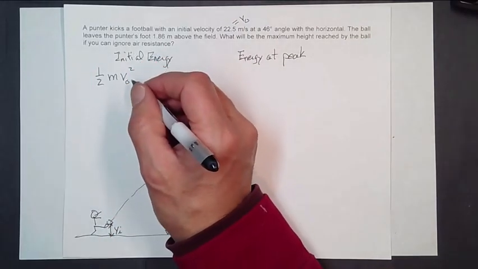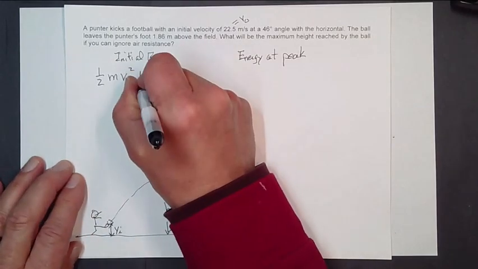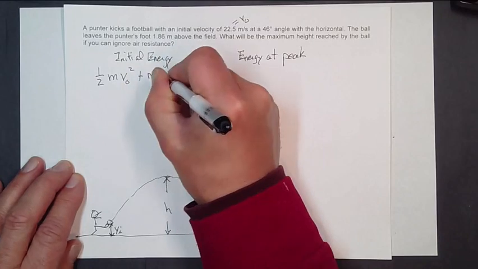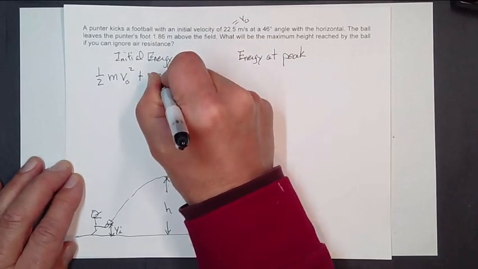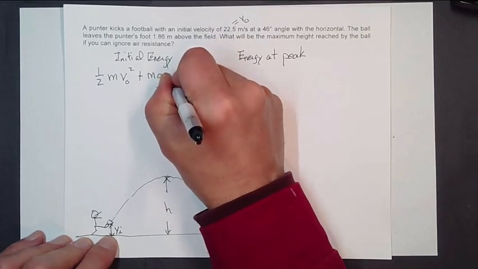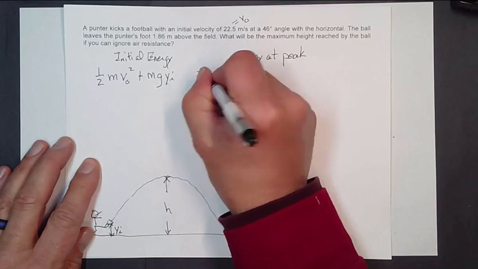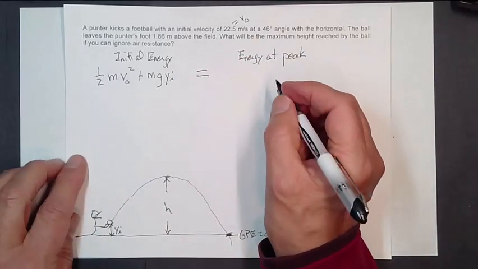Doesn't take into account the angle yet. I will have to do something with that. But there will also be a little bit of gravitational potential energy at the start. That's going to be mgy initial. And then that energy will equal the energy at the peak.